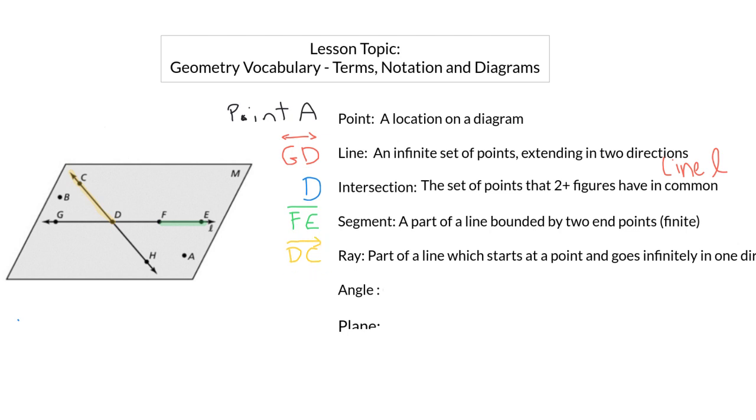Now I cannot call that ray CD because ray CD would actually start at C and go towards D and then keep going infinitely this direction. So that's a different ray than that ray right there.